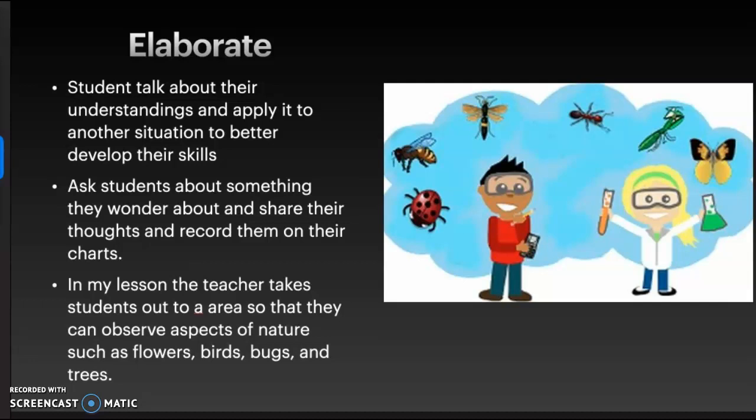So in my specific lesson, the teacher took their students out into an area so they can learn and look at different aspects of nature. They were looking at flowers, bugs, insects, trees, maybe cars, just whatever they saw.